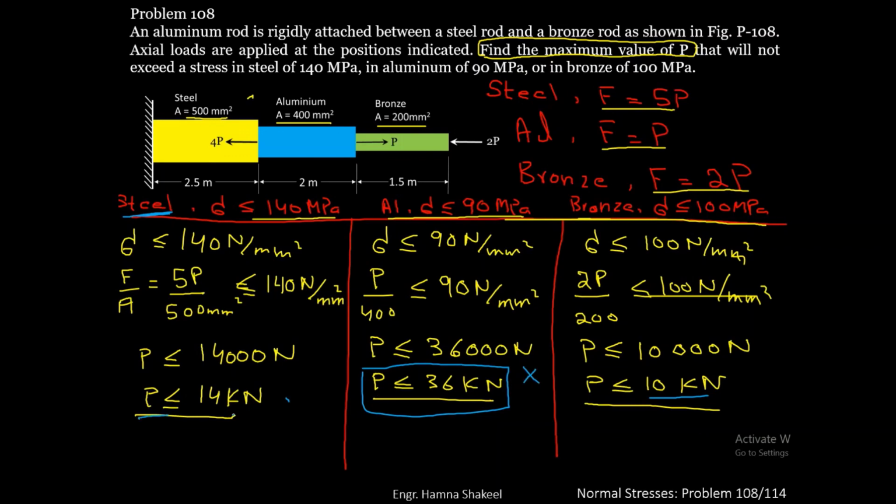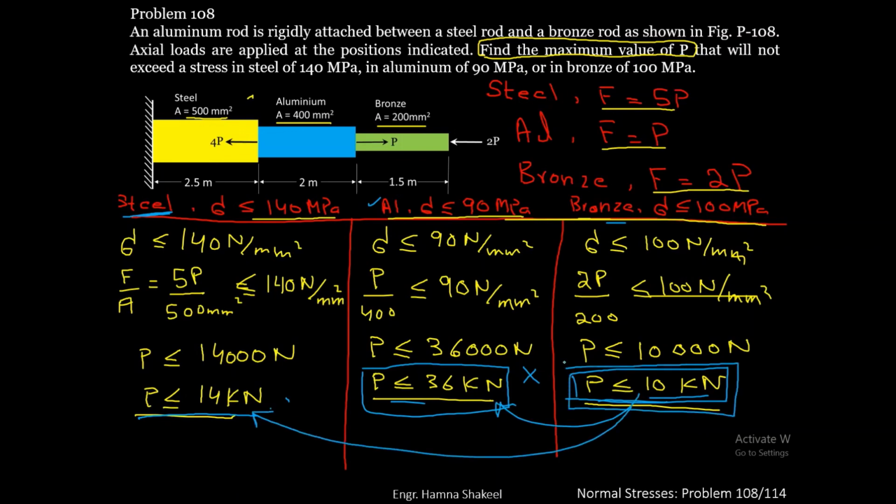If you select P equal to 14 kilonewton, this 14 is less than 36, so aluminium will pass, but this is greater than 10 kilonewton, so bronze will fail. And if you select P equals 10 kilonewton, this is less than 36 kilonewton and that is also less than 14 kilonewton. So for P equals 10 kilonewton, bronze, aluminium and steel all will pass. So your answer will be P equal to 10 kilonewton.